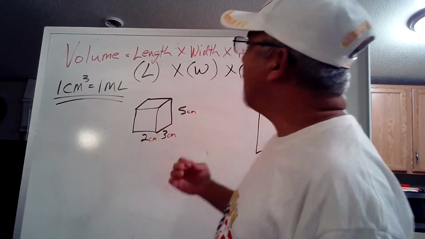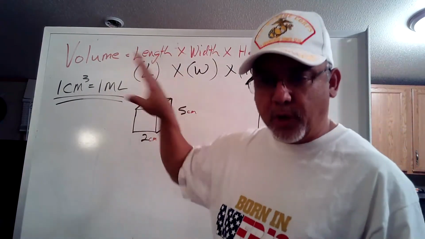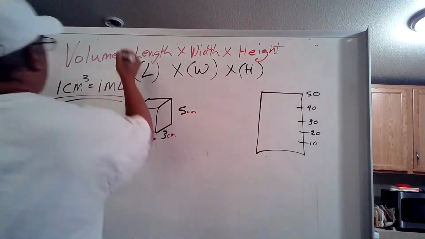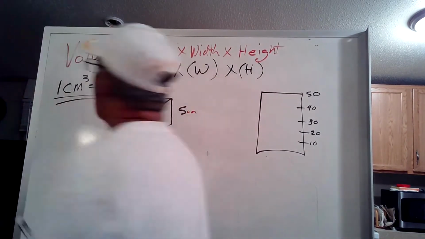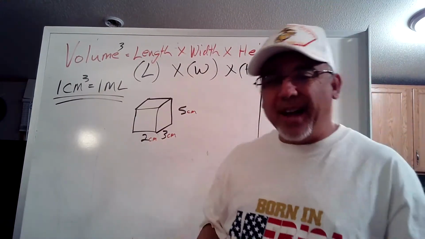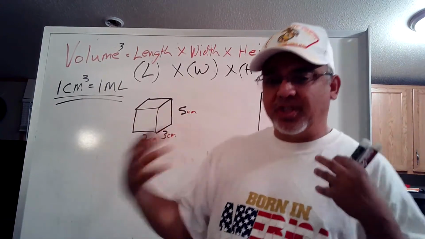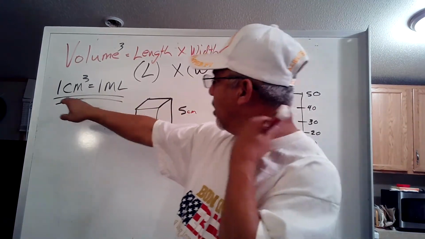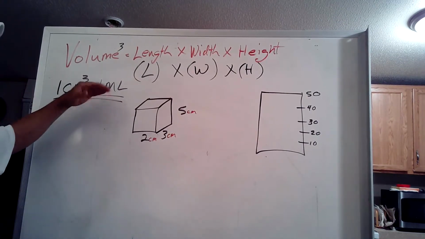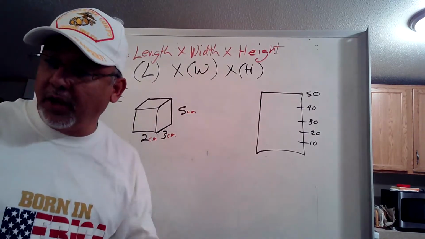Now, what happened was, as I said, volume is equal to length times width times height. Those three pieces give me what? Give me the itty bitty 3, because there's 3 pieces. But that last lesson was supposed to get you to see that 1 cubic centimeter was going to equal 1 milliliter of the liquid.